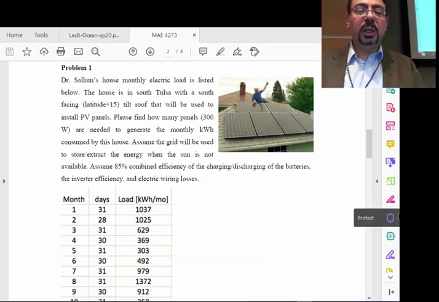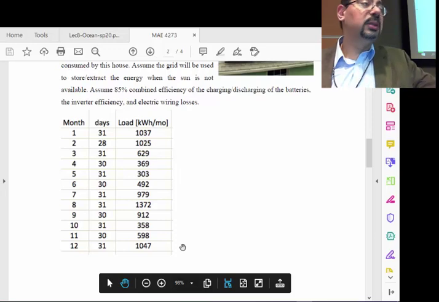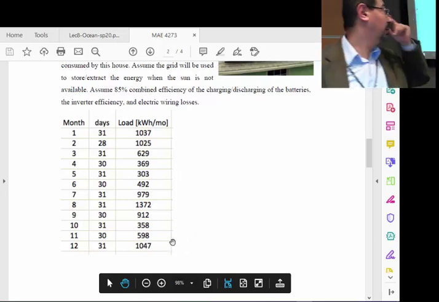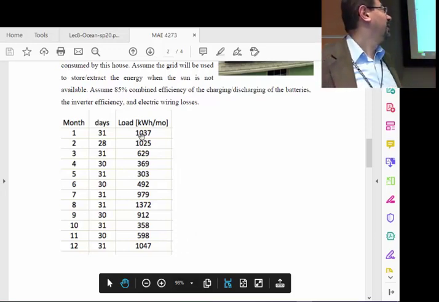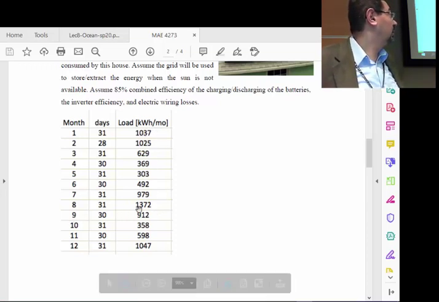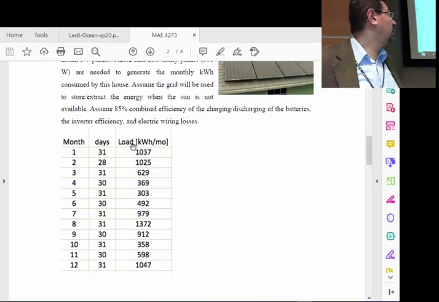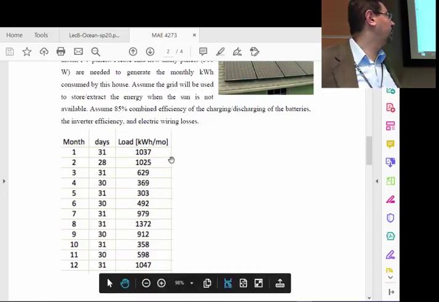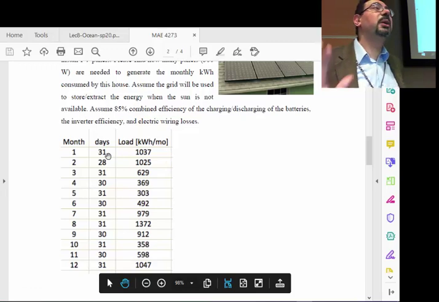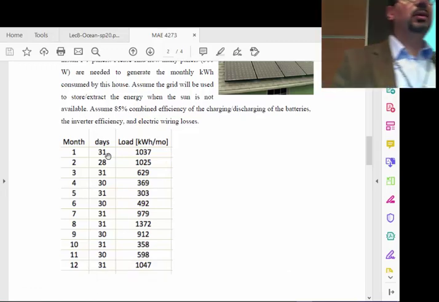So in the homework he said there is a house and here is the electric bill. This is actually my electric bill. I actually collect them every month. So you can see we use a lot in the winter and we use a lot in the summer because of the air conditioning, right? So this is the load kilowatt hour per month, and this is the number of days per month, so that if we divide this by this, it becomes the kilowatt hour required per day, right?